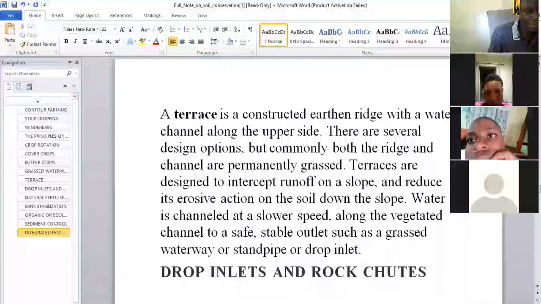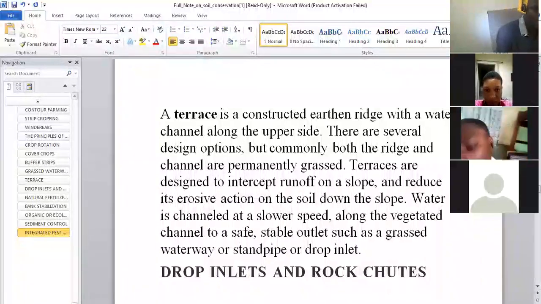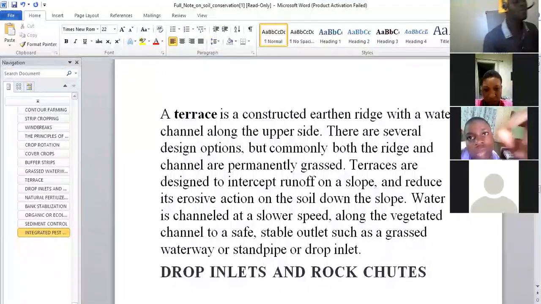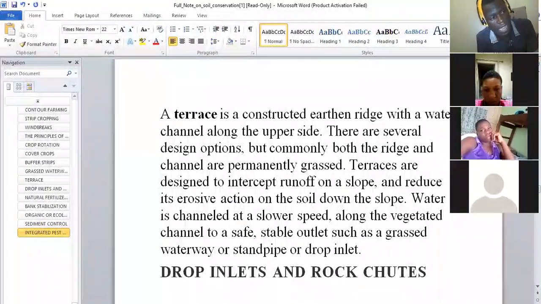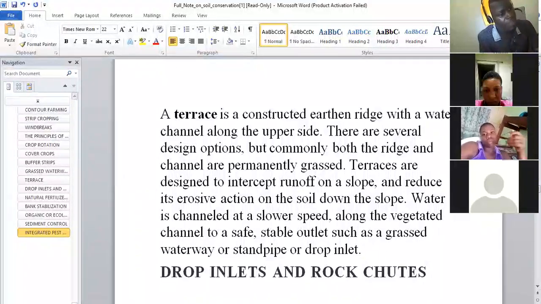Once you do the terrace, you are reducing the speed of the runoff, and then you are directing it to a safe and stable outlet, such as a water inlet or a standpipe or into a river. Now, mind you, once you're doing this, you should minimize the use of chemicals on the farm. Otherwise, the water runoff will wash away the nutrients or fertilizers or chemicals into other water bodies, such as the river. And that will have very dire consequences on the users of the water.